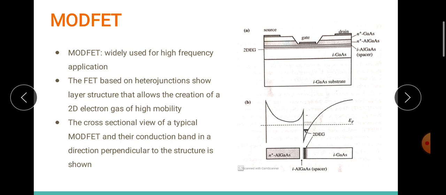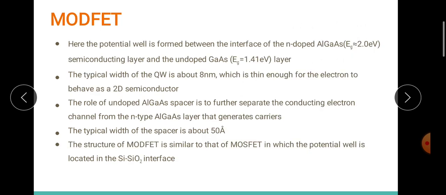And this further increases the mobility of the electrons. So basically we take a spacer of width about, say, 50 angstrom. It's so thin. Yeah, so I have summarized what we have said in the figure.